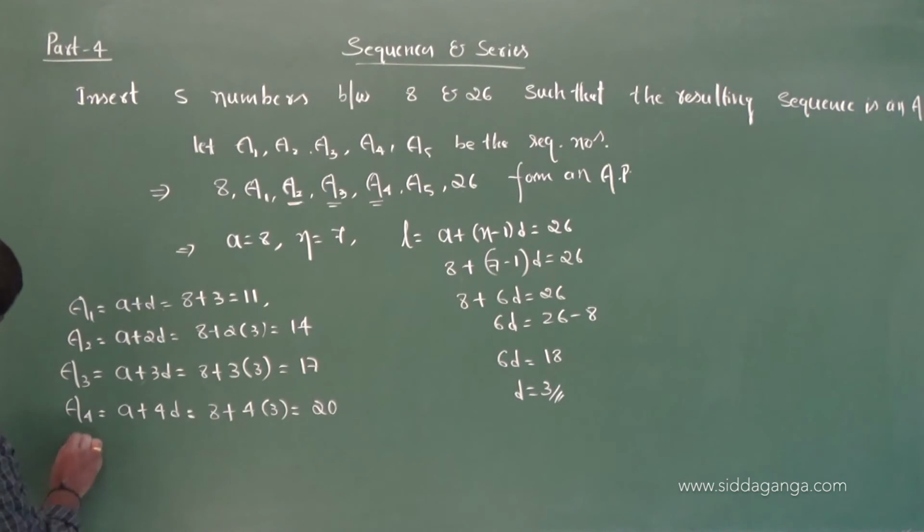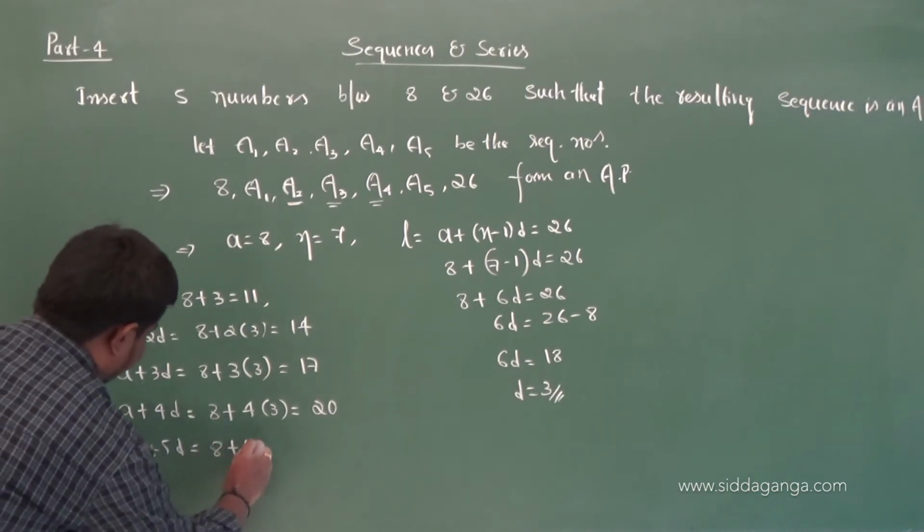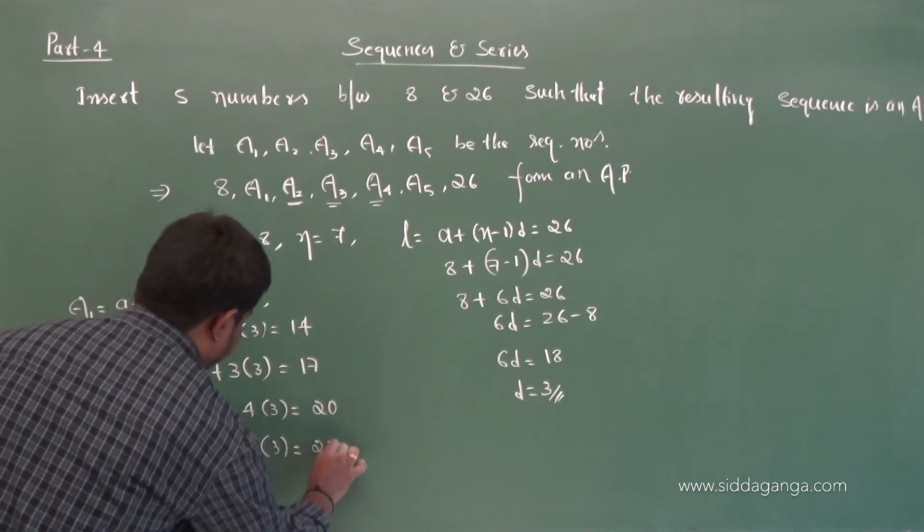So last, I mean, A5 is the sixth term. A plus 5D. So 5 into D, 3, so 15 plus 8, 23.